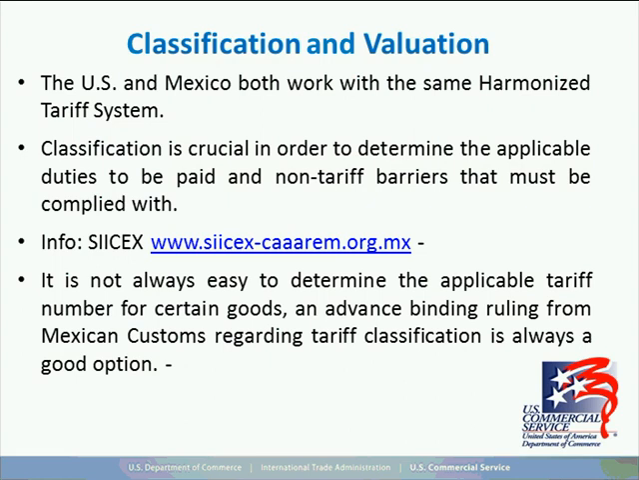And if the ruling is favorable to you, you would get the duties back. Of course, the compliance of NTBs, well, that's done, right? But also you could wait for the ruling, the advance binding ruling. The company in Mexico or the U.S. exporter? Who gets the opinion from SAT?